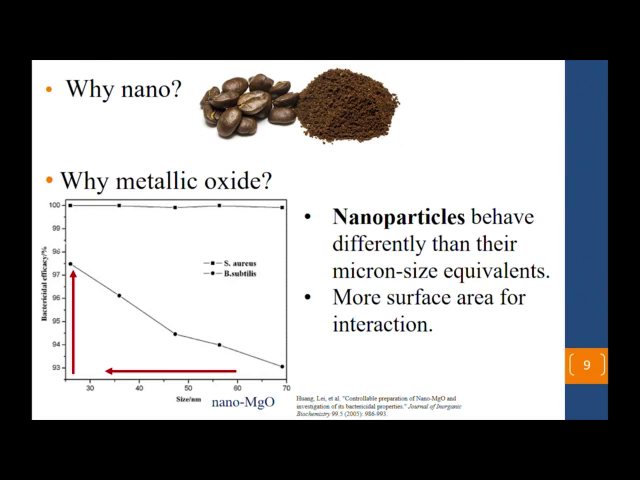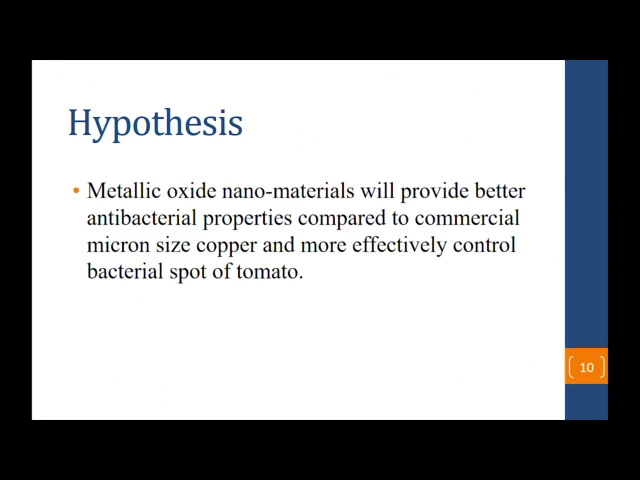So that's why we are really interested in metallic oxide nanomaterials, and we want to test them against bacterial spot disease of tomato. Our hypothesis is that the metallic oxide nanomaterials will provide better antibacterial properties compared to commercialized micron-sized copper and more effectively control bacterial spot disease of tomato.